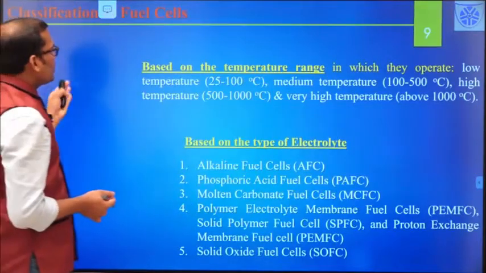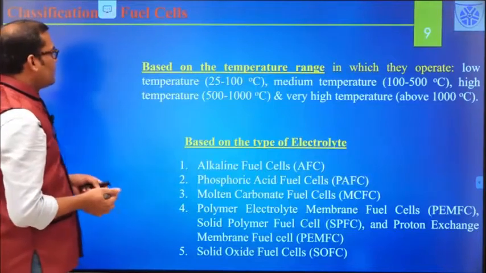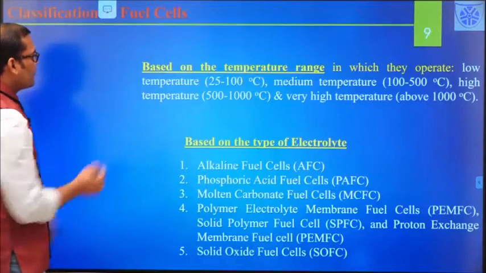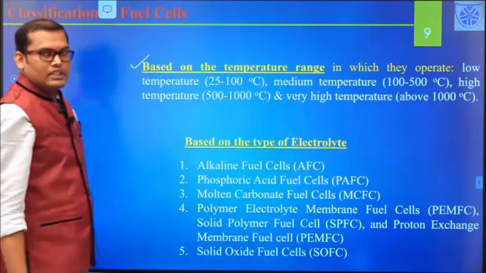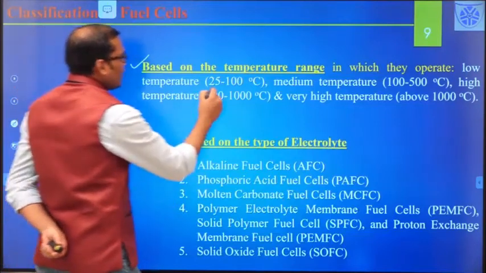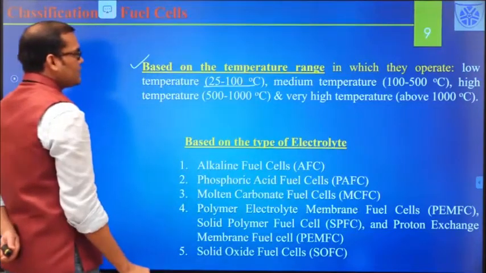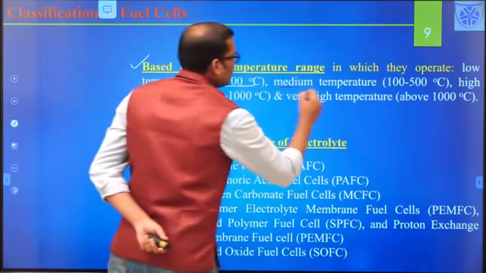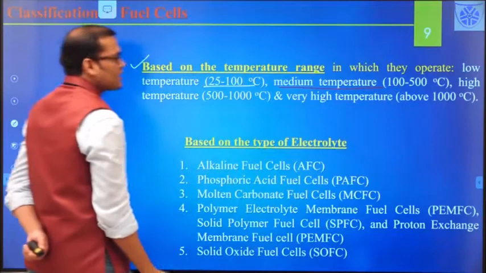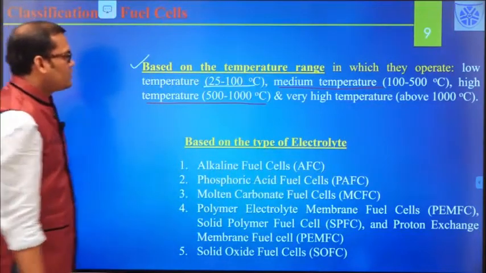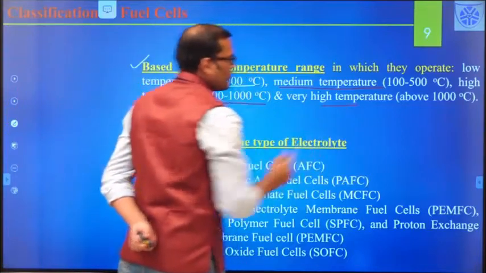So let us go to the classifications of the fuel cells. We can classify the fuel cells in different ways. The first one is based on the temperature range in which they operate. You have various temperature ranges, like 25 to 100 degrees Celsius, the medium temperature range, that is 100 to 500 degrees Celsius, and also the high temperature range, that is 500 to 1000 and also more than 1000, right?